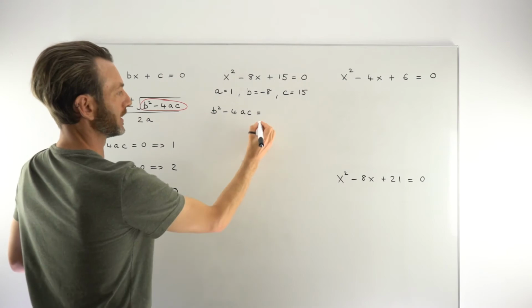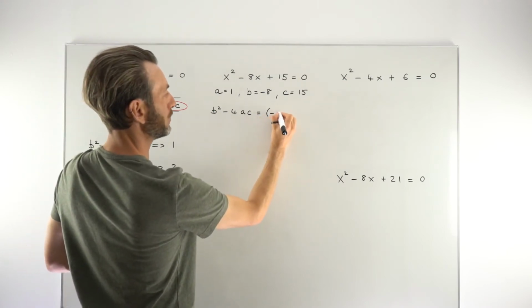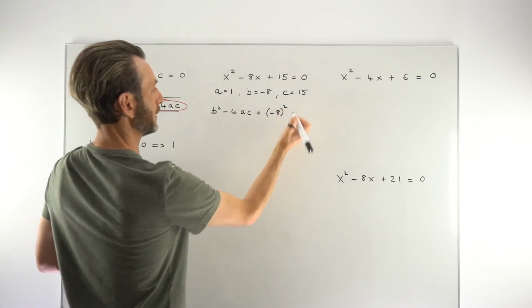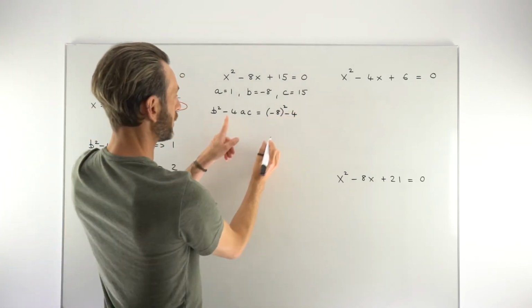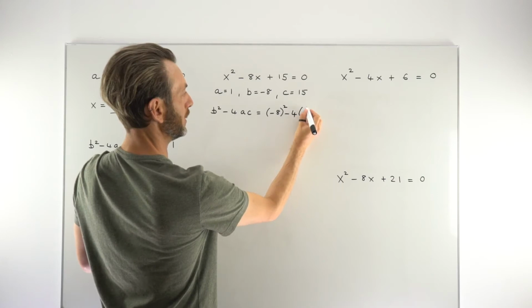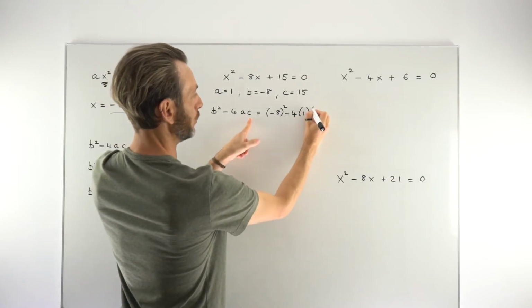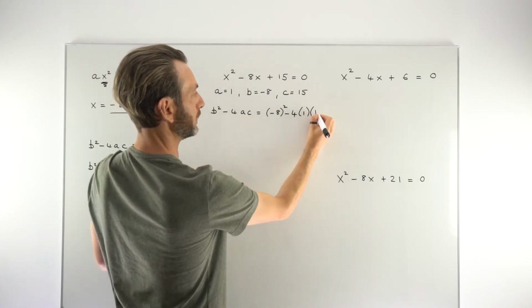So the b value is -8. We need to square that. So remember to put that in a bracket because that has to be all squared. So it's -8 all squared minus 4 times the a value, which is 1. I'm just going to use a little bracket to multiply these, times the c value, which is 15.